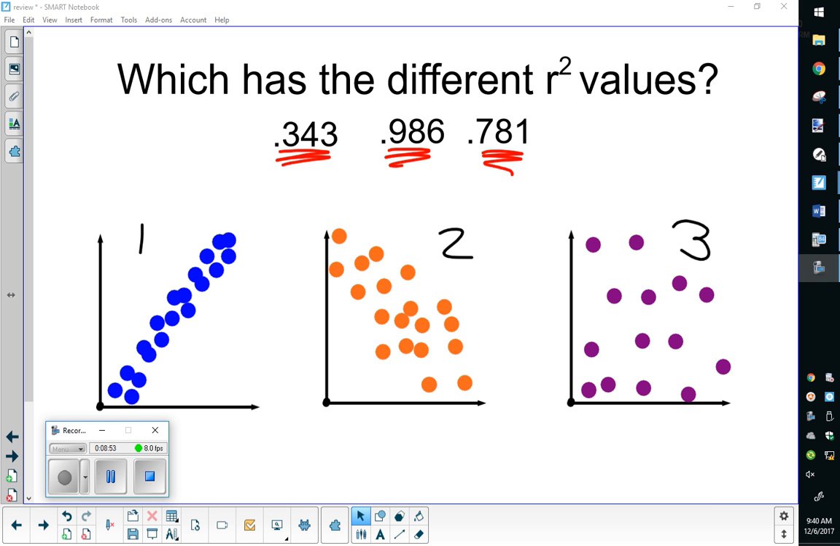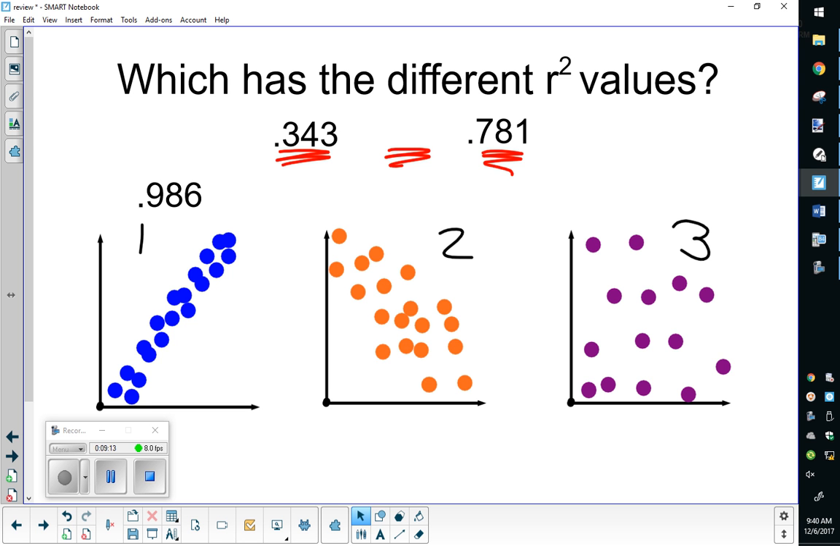If I'm asking this question, what am I really asking here? How good is the line? How strong is the correlation? Which one of these has the strongest correlation? The first one. It's a really tight line. So if it's the strongest correlation, which R-squared value does it have? The one that's closest to 1. That one's going to be the one that goes there.